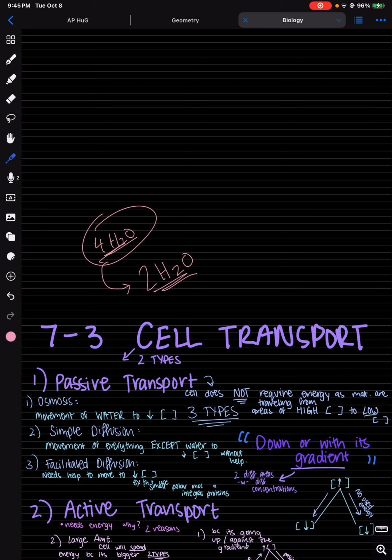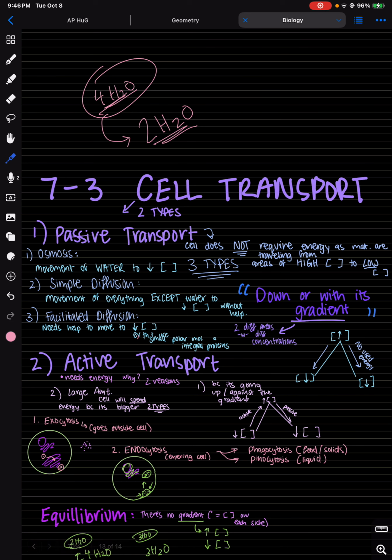The third type is simple diffusion, which is just the movement of everything except water from areas of high to low concentration without help. Simple means that they don't need help, they're good, and it's everything except water. This is really simple. She'll probably give us examples, but it'll probably be straightforward, not gonna lie. I don't know, to be honest.